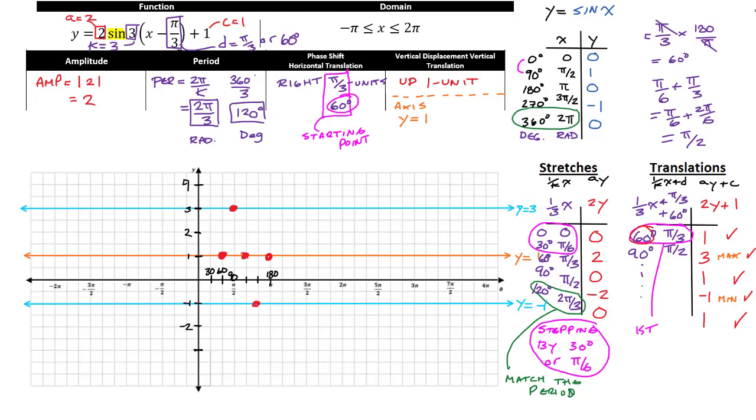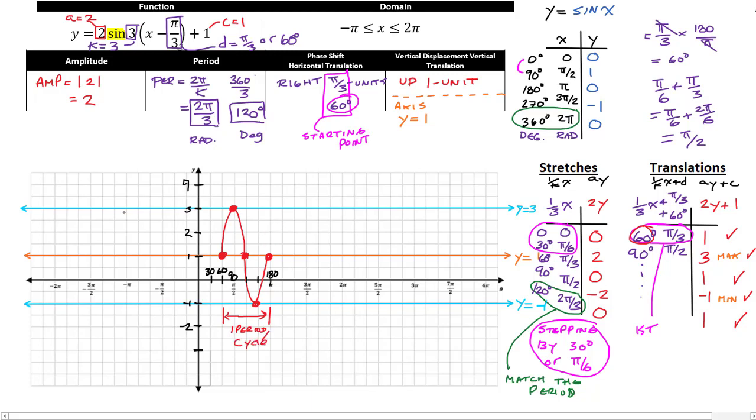All right, so let me just try to connect the dots, and there is one period or one cycle, right? The period, again, is 120 degrees. To go from 60 to 180 is 120 degrees, or 2 pi over 3. So that's one period and one cycle, right? All right, cycle. Okay, so there we go.